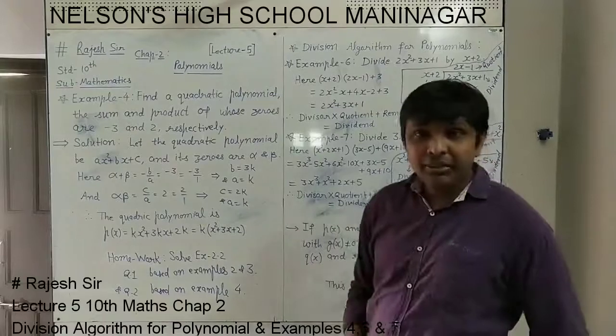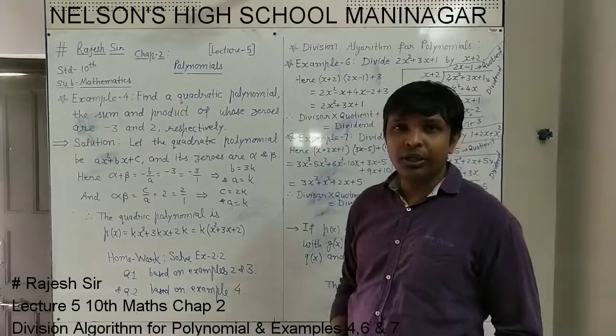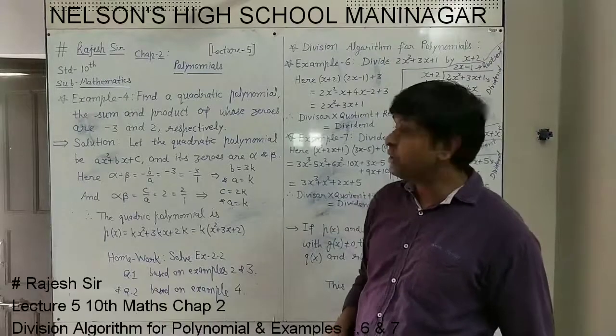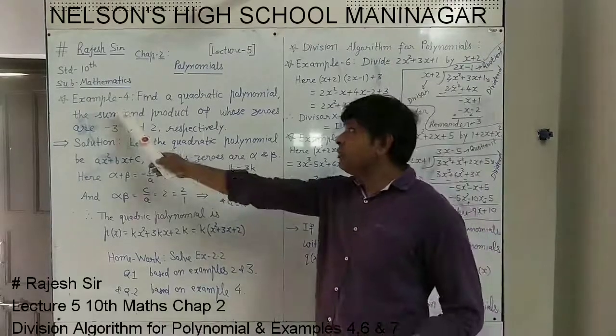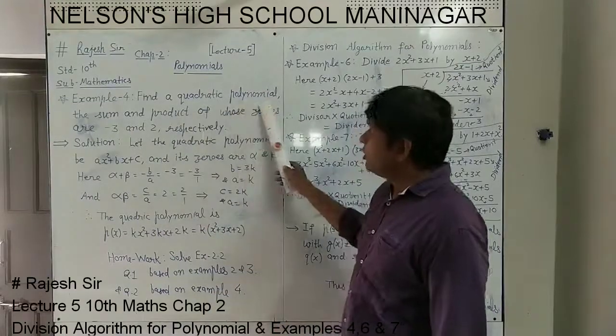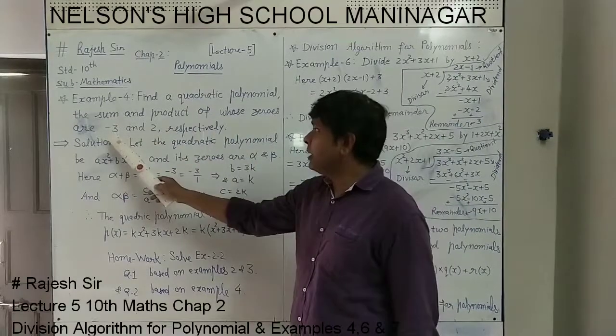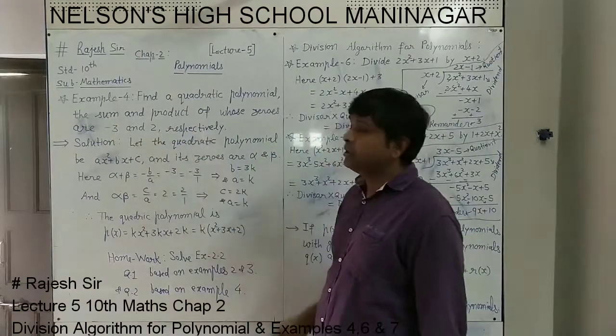In the last lecture we saw examples 2 and 3, and based on that I told you that question number 1 of exercise 2.1 you can solve. Now this is example number 4: find the quadratic polynomial where the sum and the product of whose zeros are -3 and 2 respectively.